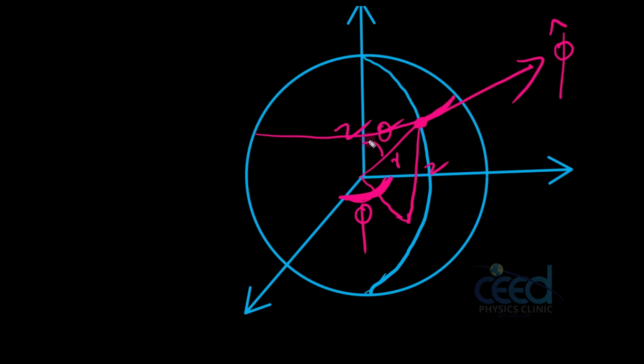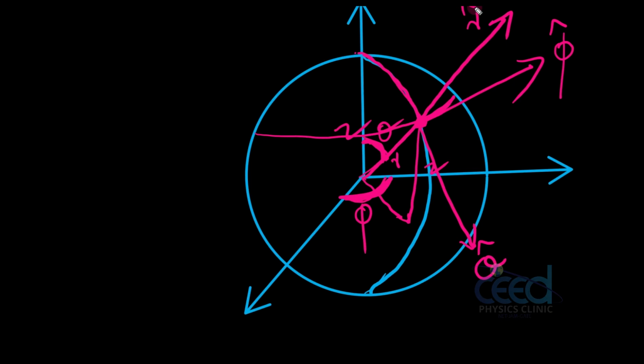Now what is the direction of theta? Theta is increasing like this, right? So if you draw a parallel arc to this, this is the direction of theta increasing, and if you draw a tangent here, that is its direction. Now what is the direction of r? R is increasing like this. This is the direction of r cap.